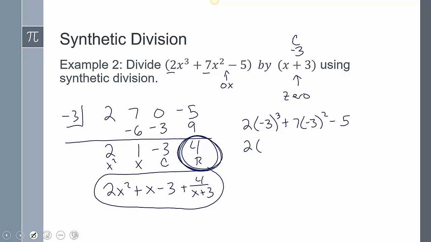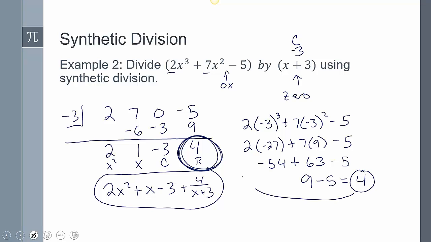So you're going to get 2 times negative 27 plus 7 times 9, and that's going to be minus 5. And so that's going to be plus 63, and that's going to be negative 54. Negative 54 plus 63 is going to give me a positive 9. 9 minus 5 is going to give me 4. And so those two values are the same thing, and that verifies the remainder theorem there. Let's look at another one.